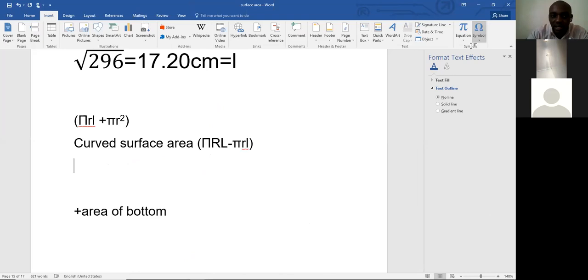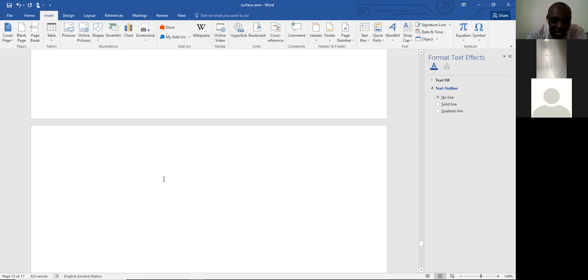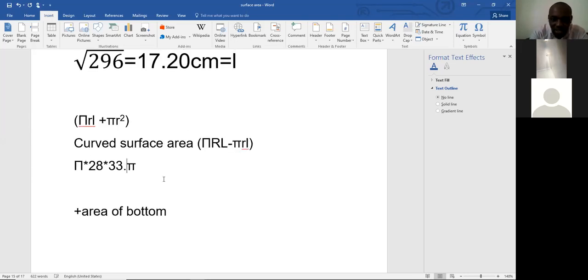Insert pi here. R is the radius of the big cone, which is 28 centimeters. L is the slant height of the big cone, which we said is what? 33.59 centimeters. So I come here and say 33.59 centimeters. Then we say minus, and I'm putting it in a bracket so that we have no confusion here.